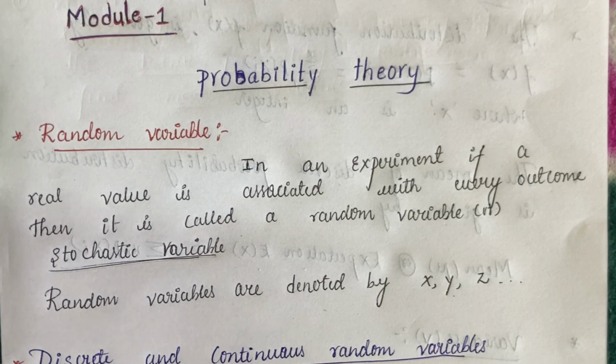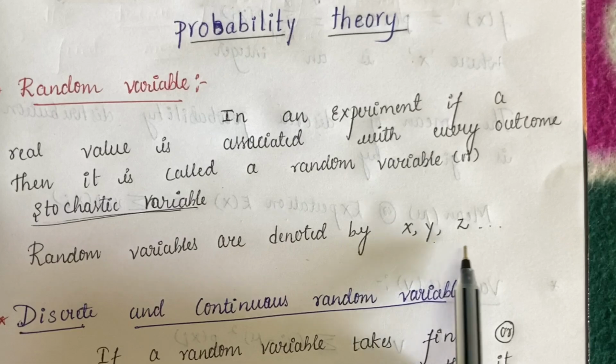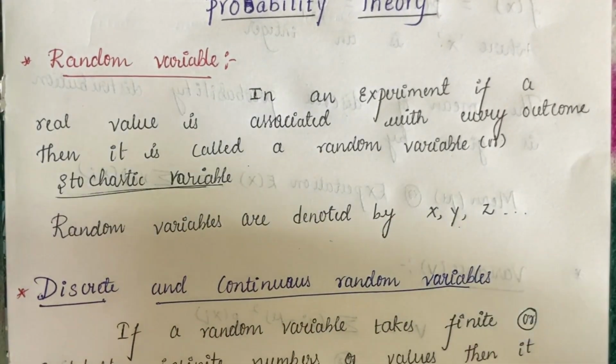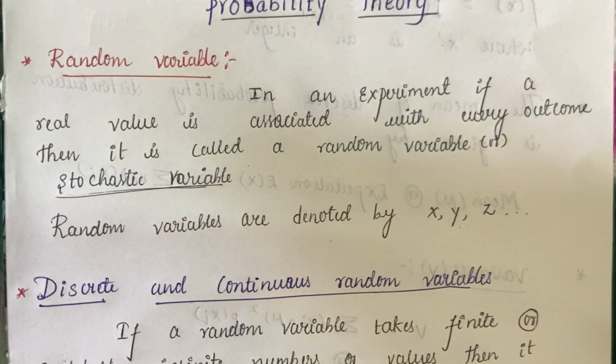A random variable is denoted by x, y, z. You can take any letters, it may be a, b, c, or whatever. You can take any real values.